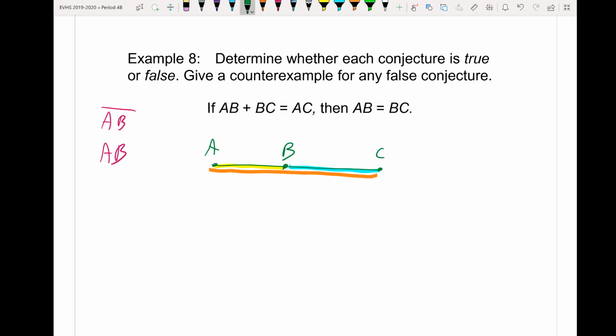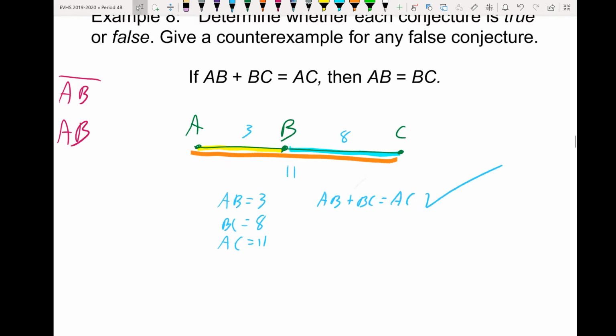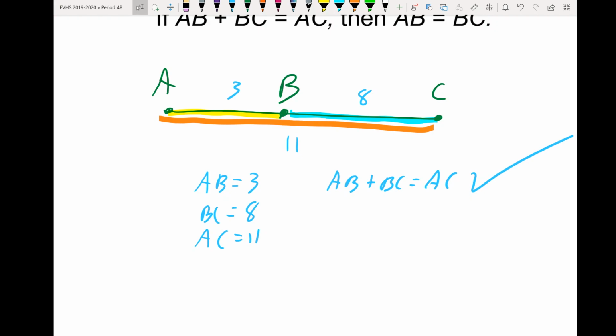So it could be that this was 3, this was 8, and the whole thing is 11. So AB equals 3, BC equals 8, AC equals 11. So AB plus BC equals AC. That checks off. Because here, AB is 3. That's what I got right there. BC is 8. That's there. AC is 11, the whole thing.